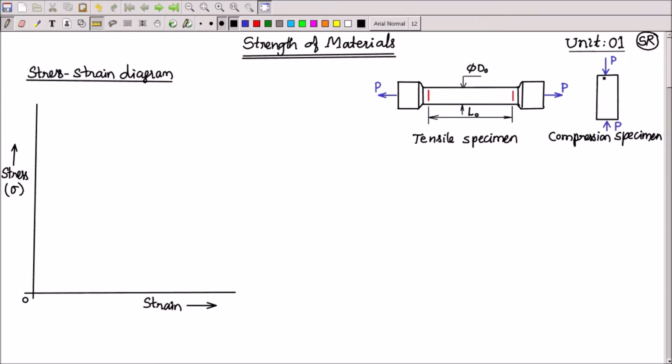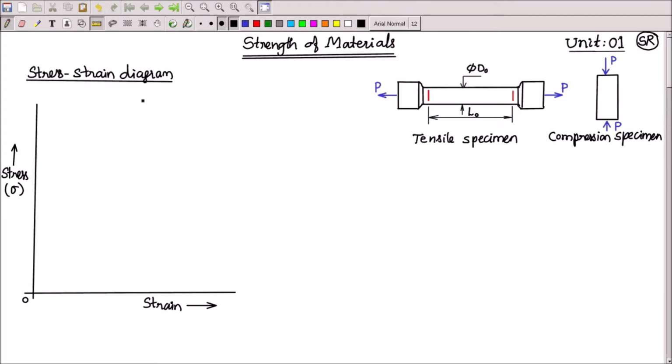UTM, universal testing machine, can be used for compression tests also. So if you want to do the test for compression, you have to use a specimen of this kind. It will be a simple cylinder, because for compression you don't have to hold the specimen, you just have to press it using two shackles.